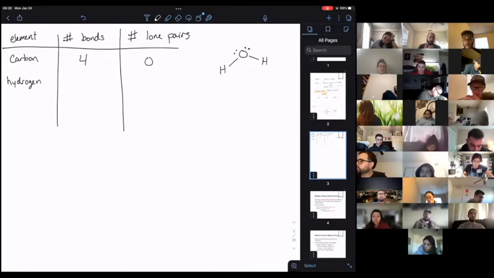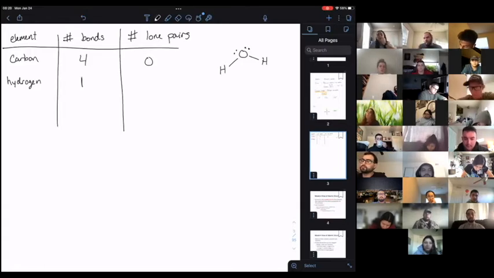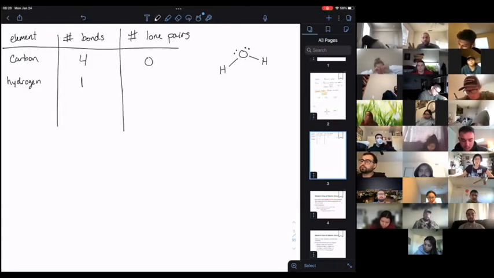Also going to be seen over and over and over again. Can only have 1 bond. So for just about every element on the periodic table, we say we want to fill the octet of that element. We want to give it 8 electrons.